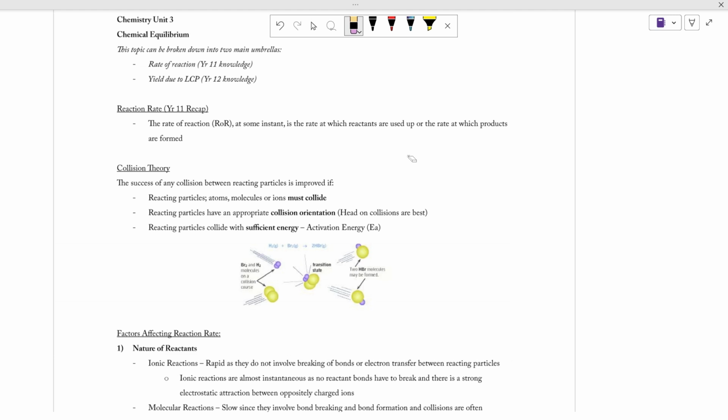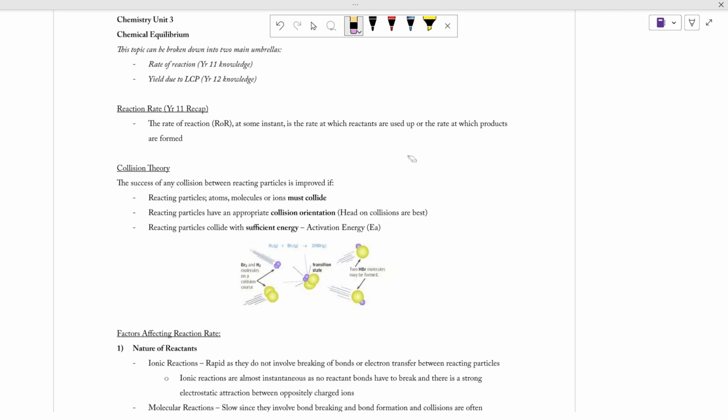So this topic can be broken down into two main umbrellas. Rates of reaction, which is what we learned in year 11, and in year 12 we'll be building on top of that, and we'll be exploring product yield due to Le Chatelier's principle, or LCP, and we'll go into that a bit later on.